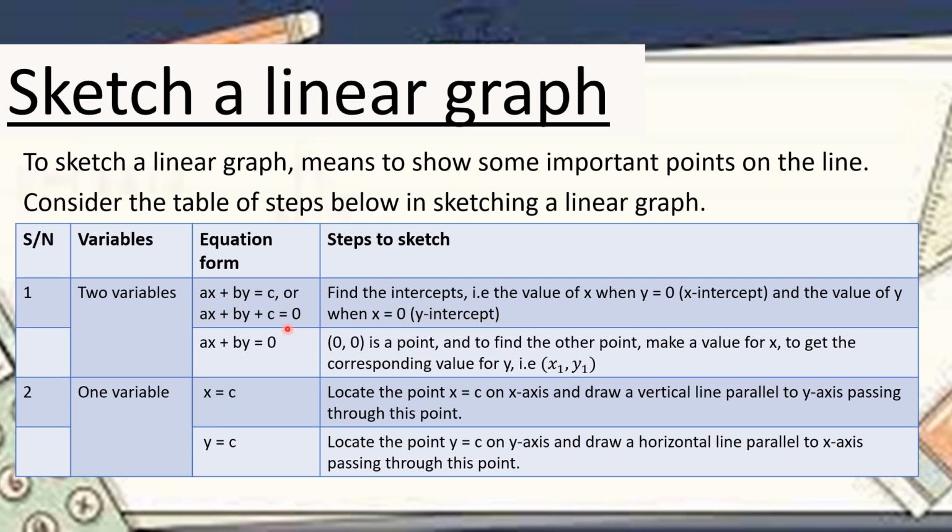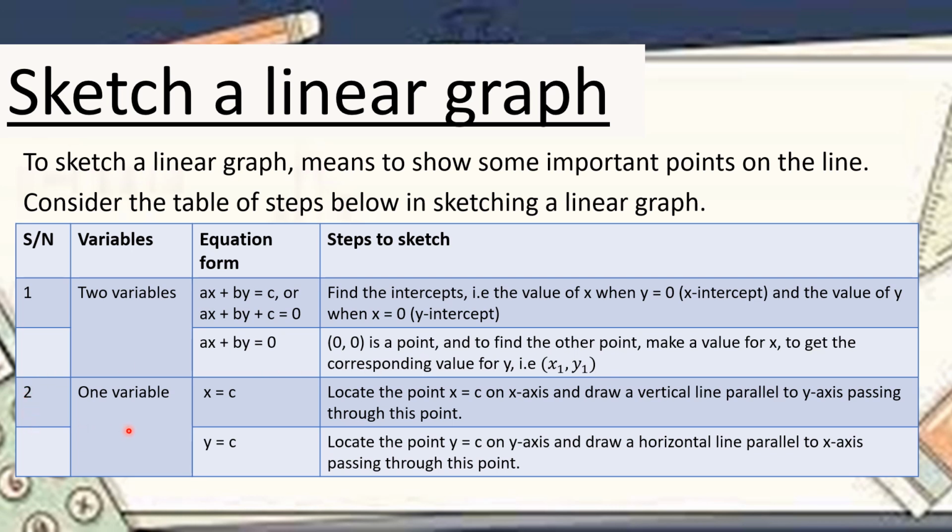For the special case of ax plus by equals 0, rest assured that (0, 0) is a point. Then to find the other point, choose a value for x to get the corresponding value of y. That's making (x1, y1). With these two points, (0, 0) and (x1, y1), we can sketch a linear graph.